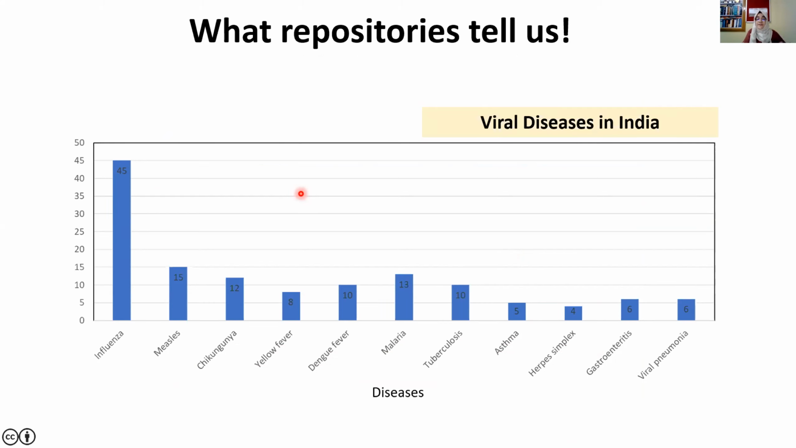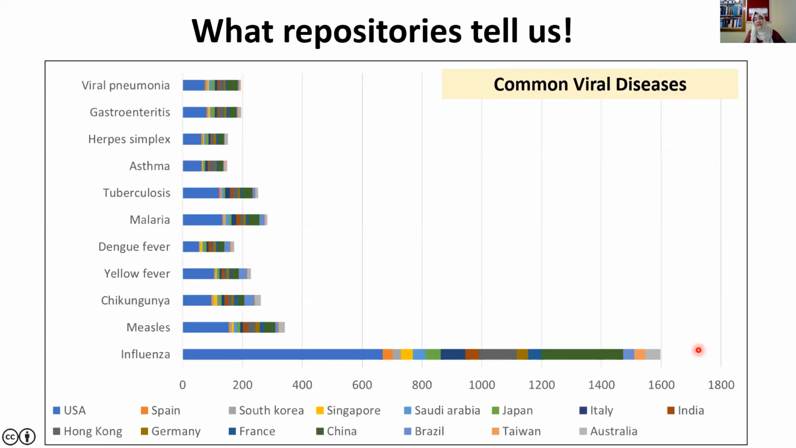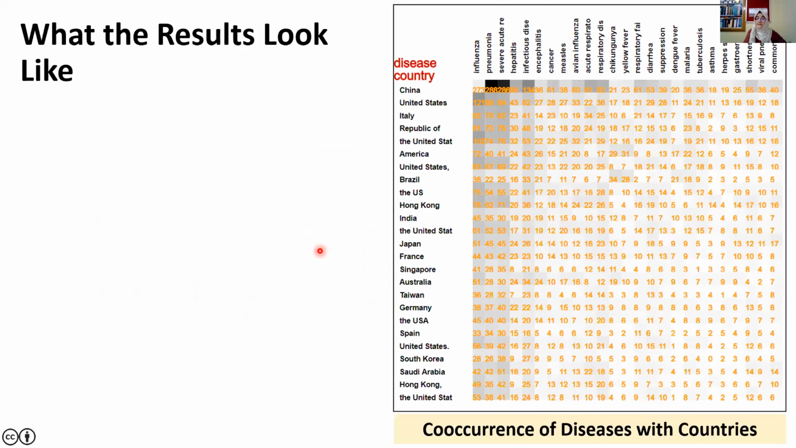We try to visualize it using this particular bar plot, wherein you can see we have viral diseases from India, and we can see each disease and their frequency and which disease has more hold over the country. And this can be extrapolated to the entire world. Each country here is represented in a different color, and we have taken these many countries to represent a few diseases. So this is a typical co-occurrence table wherein the co-occurrence of diseases with countries is seen.